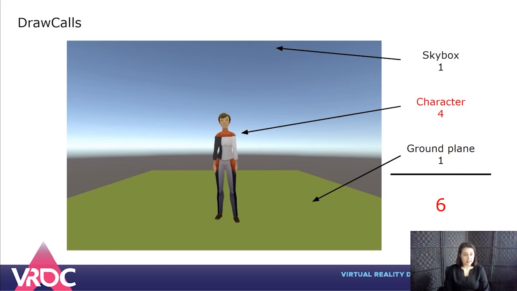Well, second, each separate material on an object is a draw call. Okay, that character actually has 4 different materials applied. Well, that's a draw call per material, so we're at 6. 4 on the character, plus 1 skybox, plus 1 ground plane. Okay, the math is easy, but as a 3D artist, I need to use different materials and objects a lot.